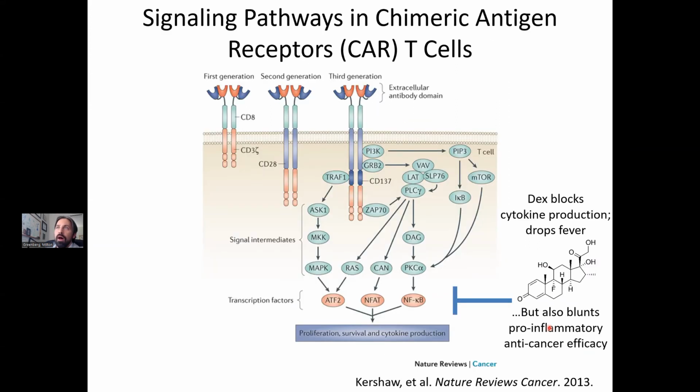So that's ultimately what I'll see, and I'll go into that in a couple slides. So I want to talk more about these chimeric antigen receptors. So what are these signaling pathways?